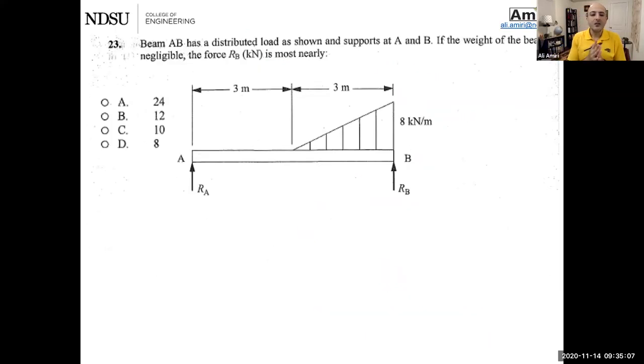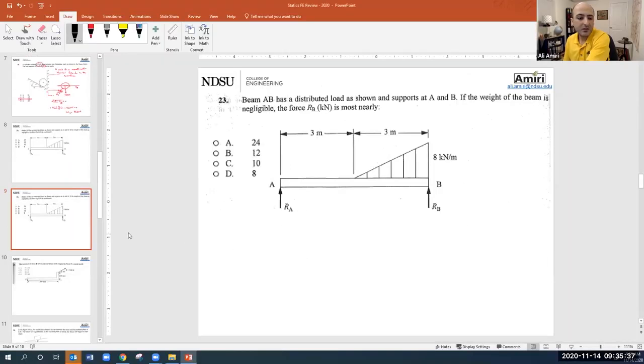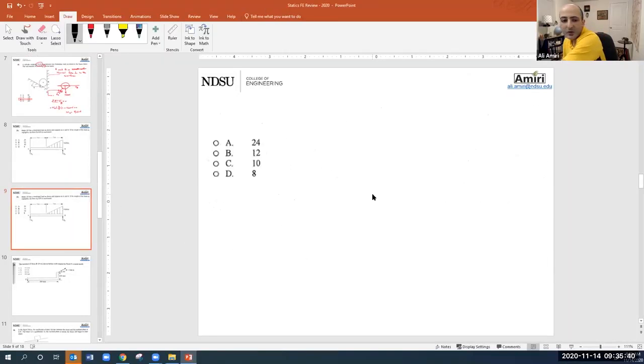So kind of same thing, free body diagram, but it has a distributed load. Beam AB has a distributed load as shown and supports at A and B. Okay. If the weight of the beam is negligible, the force RB is most nearly how much? Okay. The first thing we got to do is get rid of that distributed load. So I have a blank sheet here for you.